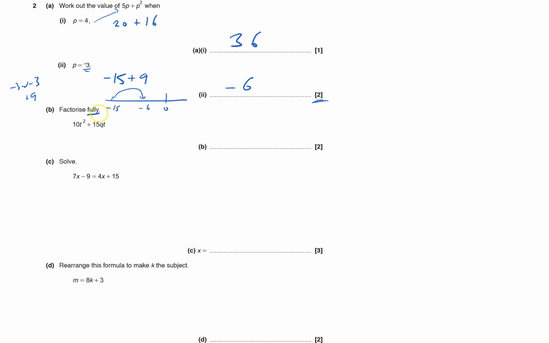Factorise, but it says fully. If it says factorise fully, it's probably going to be more than one thing going into both. And as you can see, 5 goes into both of those, so I can take out a factor of 5, but t also goes into both, so I can do it like that.